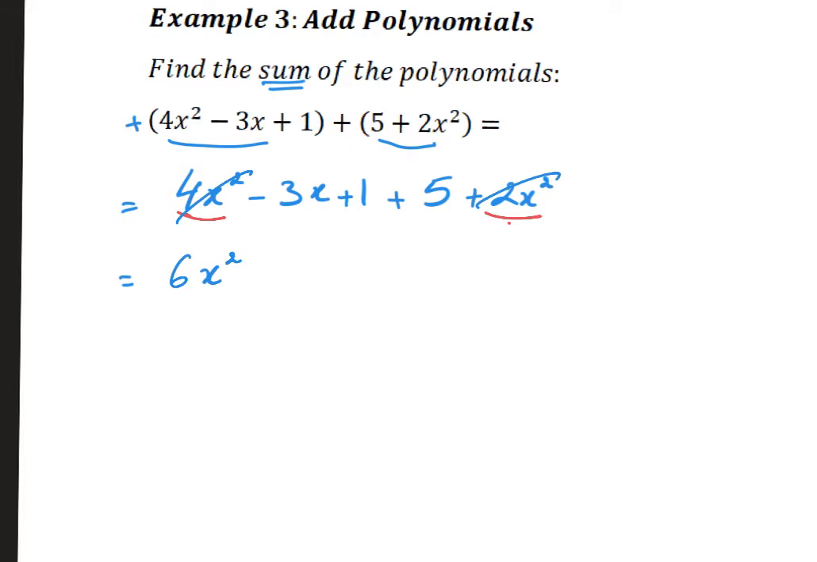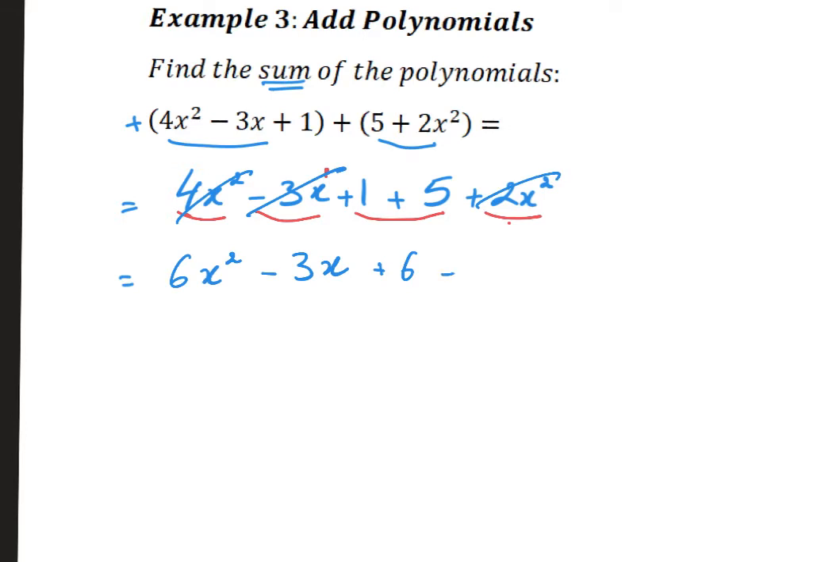And then the next highest degree is x to the first. And we don't have any other x to the first, so we're just going to write it as is. So it's going to be negative 3x. So that would be gone. What do we have left there? We have 1 and 5. And what's 1 plus 5? That will be positive 6.